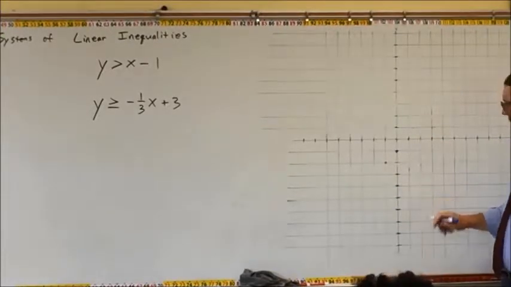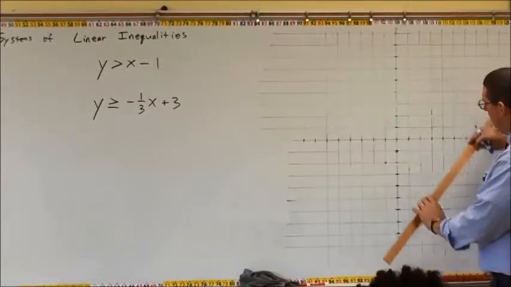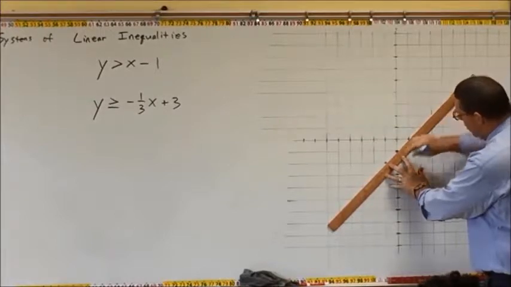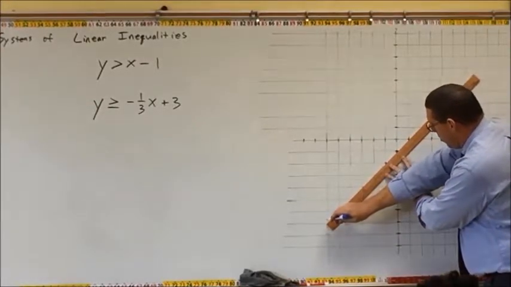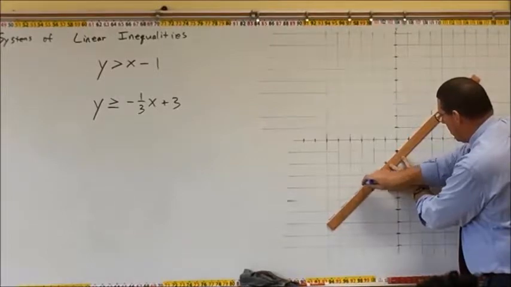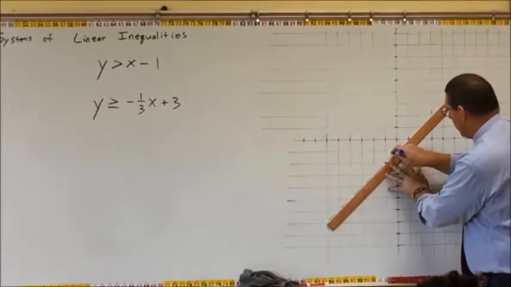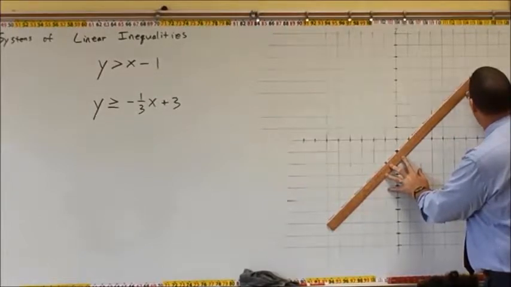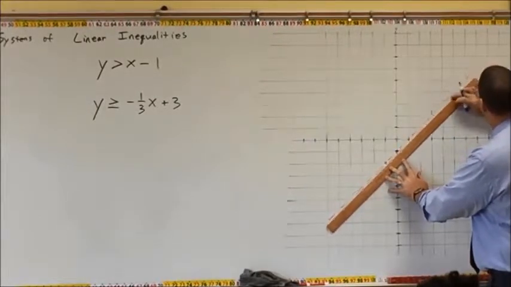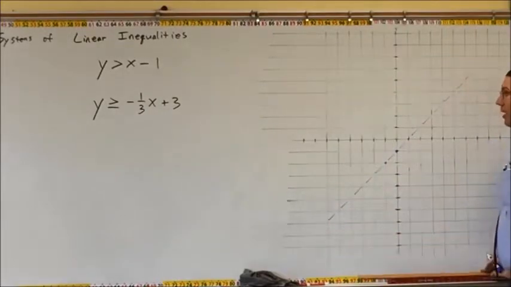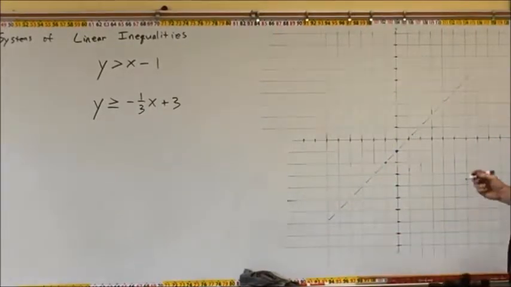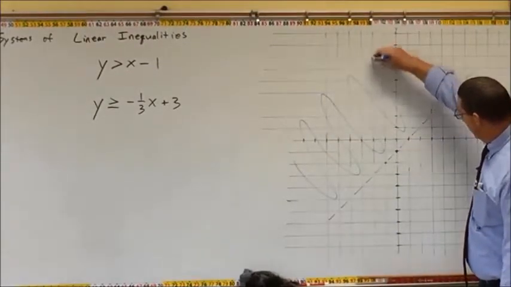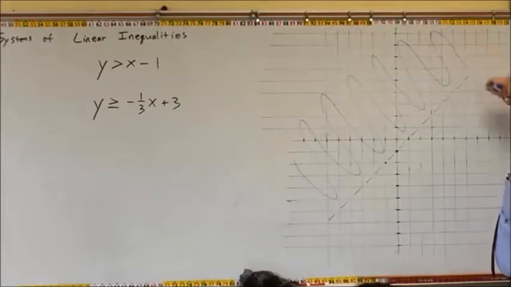Am I going to draw a dashed line here or a solid line? Dotted or dashed, that's fine. Either one's good. I'm not doing the greatest job in the world at this, but I'm doing the best I can right now. Okay, so now, where would I shade? Above or below? Above. So I'm going to shade this area right here.